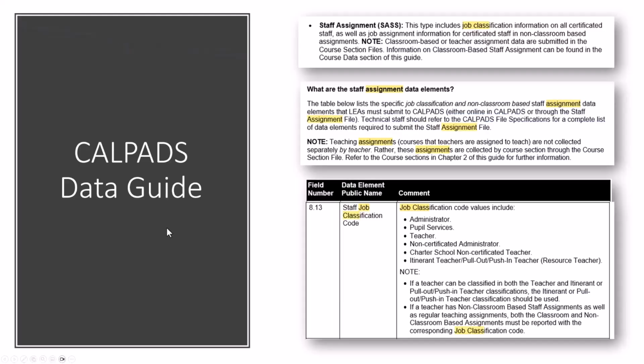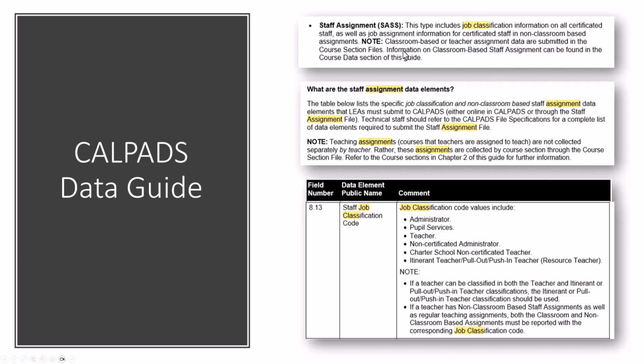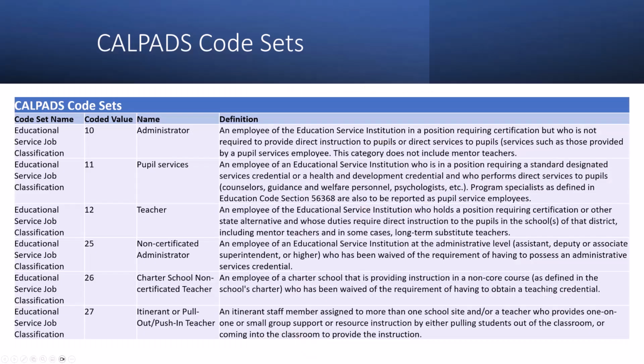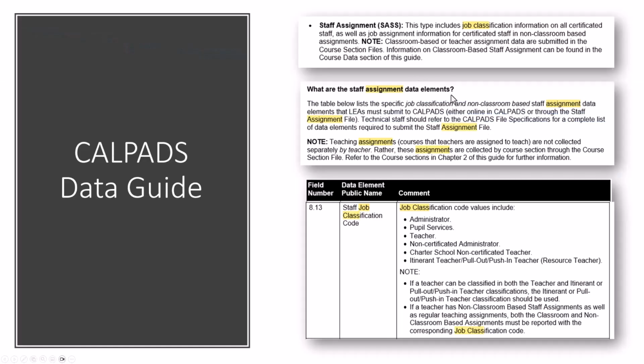If you reference the CalPADS data guide, and you can see I did a search for job classification here, the note says classroom-based or teaching assignments data are submitted through course files. And why do we highlight teaching assignment? Because if you go back to the name, teaching staff assignment missing. So the teaching assignment, you see it here, there is no valid teaching assignment. So understanding what a teaching assignment is helps us troubleshoot the error. And being familiar with all the different documentation allows us to find the answers we seek.